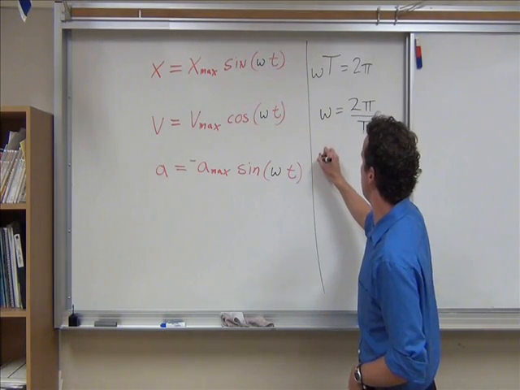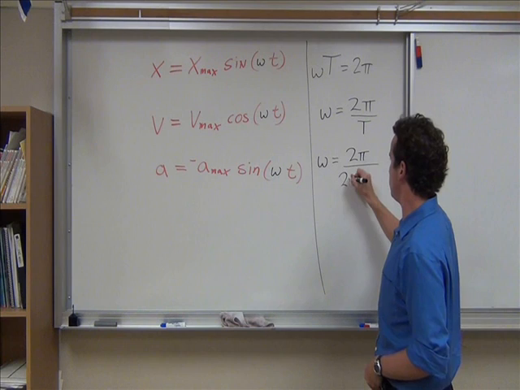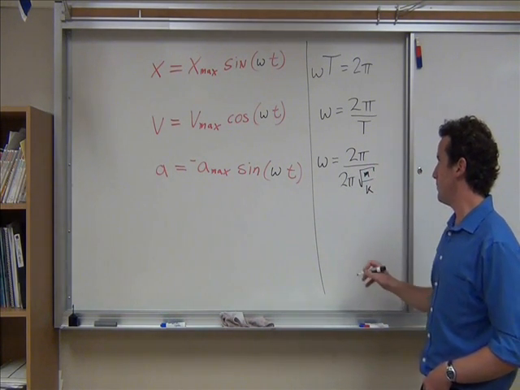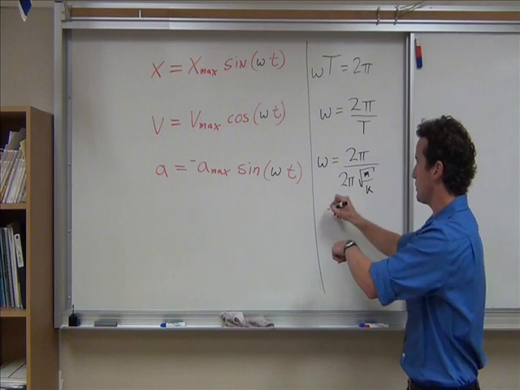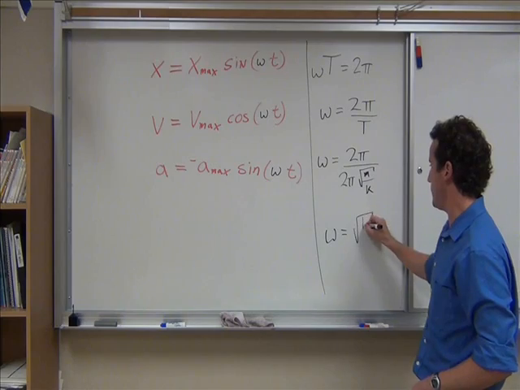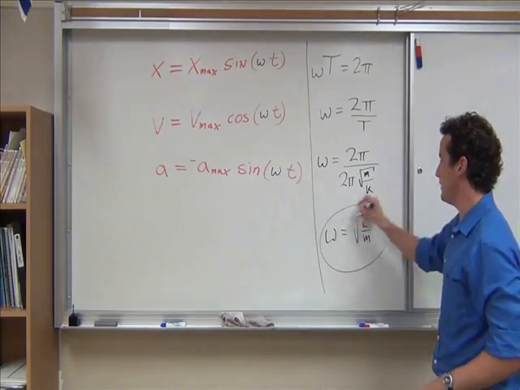or omega is 2 pi over 2 pi root m over k. The 2 pi's cancel, and omega just becomes root k over m when you flip. So that's omega for a spring.